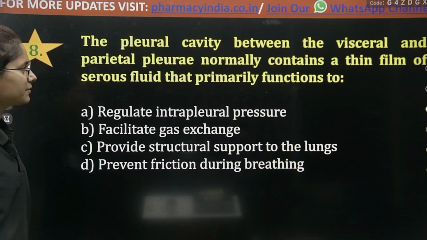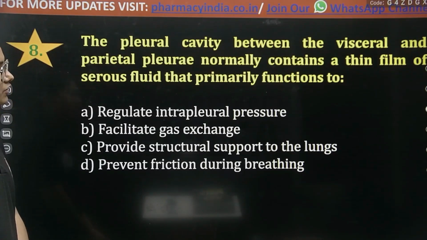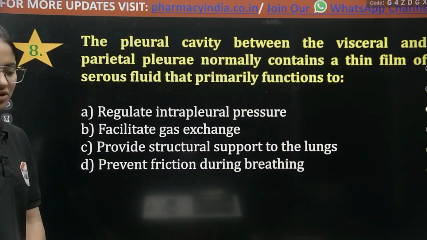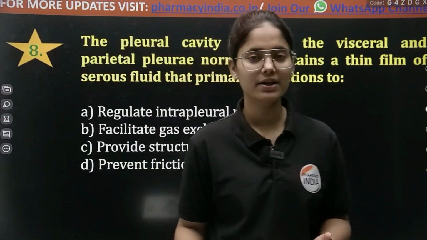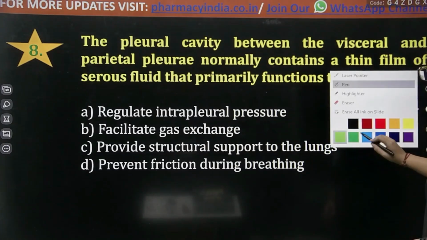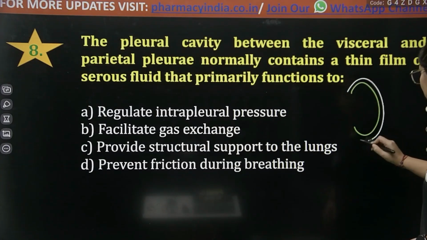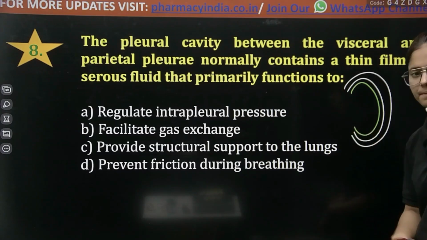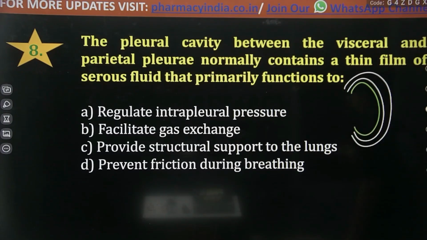The pleural cavity between the visceral and parietal pleurae normally contains a thin film of serous fluid that primarily functions to... What are the visceral and parietal layers or pleurae? Basically, our lungs are covered with the help of a layer which is named as pleura. And pleura is a double layered membrane. Outer layer is called parietal and inner layer is called visceral. Clear? And collectively these are known as pleura.